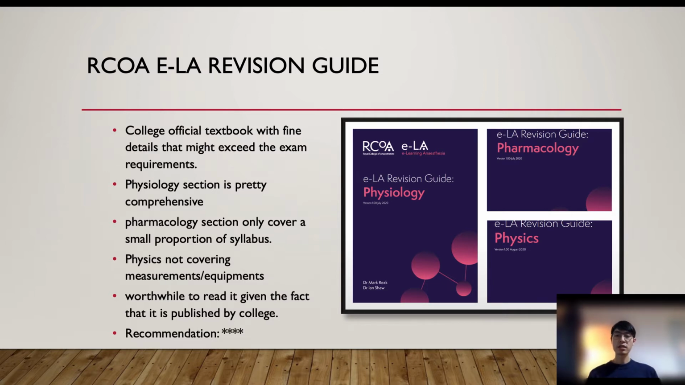The first book that I recommend is the college official ELA revision guide. There are 3 volumes: Physiology, Pharmacology, and Physics. The Physiology one is very comprehensive and easy to read, highly recommended. The Pharmacology one, however, only covers the pharmacodynamics and pharmacokinetics principles, without covering core anesthetic drugs, which is a huge drawback. The Physics does not cover measurements and anesthetic equipment. That being said, I still highly recommend you finish reading them, which is useful for both MCQ and SOE.